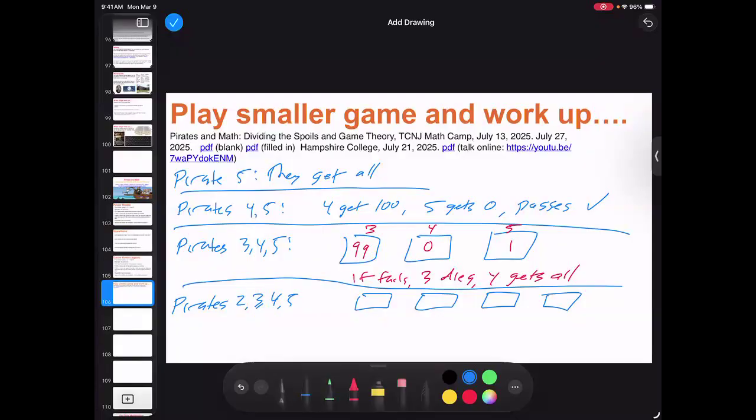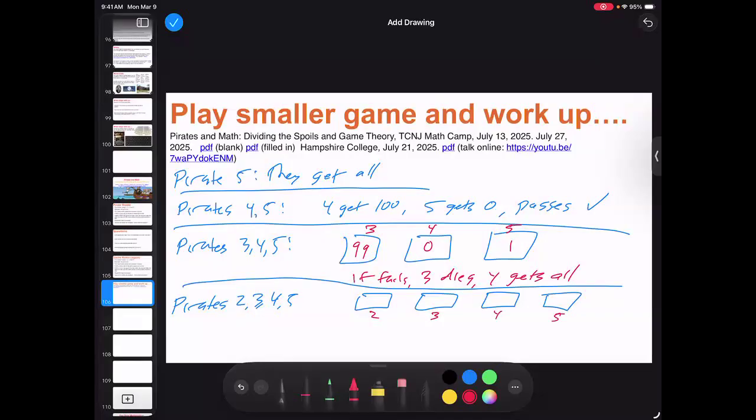Because, so, like 3 needs to buy your vote. So let's hold off on that for a second. We'll continue the classic analysis and then we'll get to that point. So in the classic analysis, what would be the proposal now with pirates 2, 3, 4, 5?